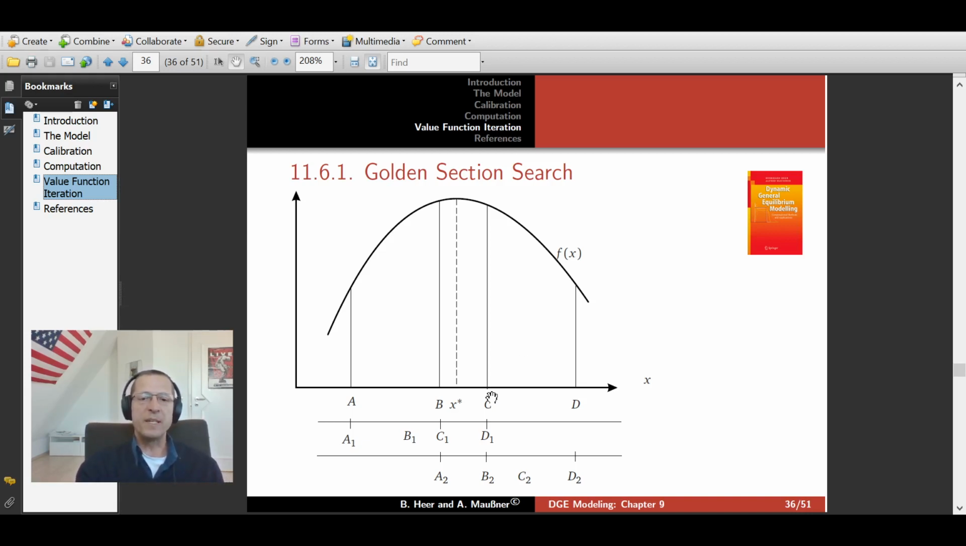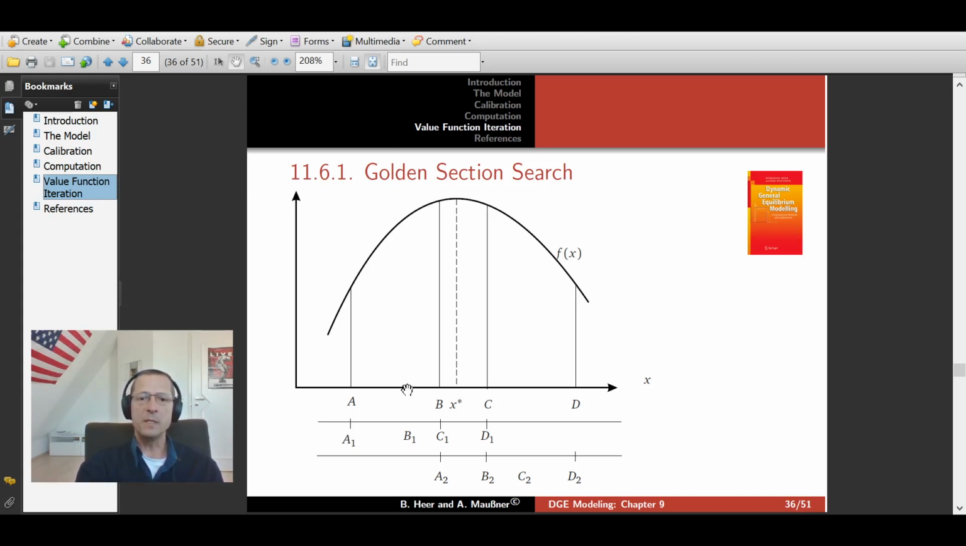Now let's assume we have picked two values, b and c. How shall we proceed? Well, we know that the optimum, the maximum, is in the interval a, c. Why? Because b is the larger point. We have the larger function value at the point b. It's larger than the function value at c. So we know the maximum must be inside this interval a, c, and we use this as the next interval where we look for x star and introduce a third point.